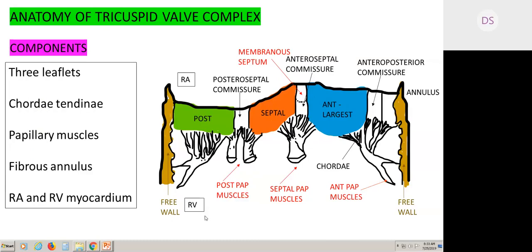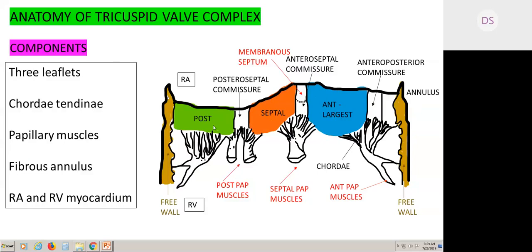So interestingly, Ebstein's involves a significant part of the whole tricuspid valve complex. As we can see, there are 3 tricuspid valve leaflets: the posterior leaflet, the septal leaflet, and the anterior leaflet. The anterior tricuspid leaflet is the largest amongst the 3 leaflets. And then you have the place where the leaflets attach to each other. They are called the commissures. And this is the posteroseptal commissure, and this is the anteroseptal commissure. Similarly, this will be the anteroposterior commissure.